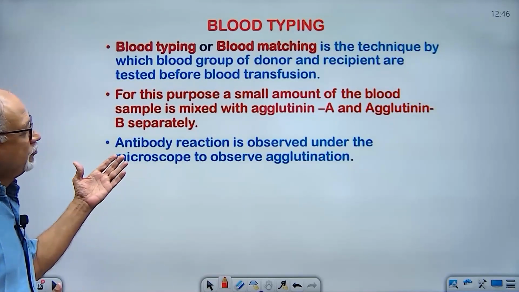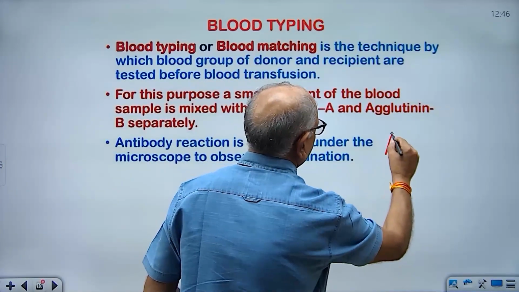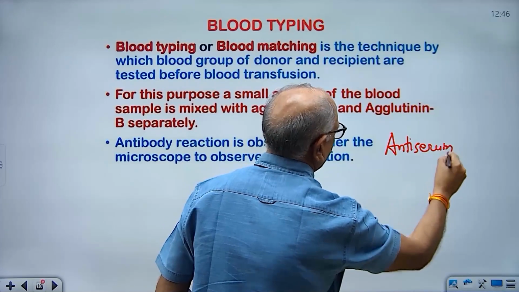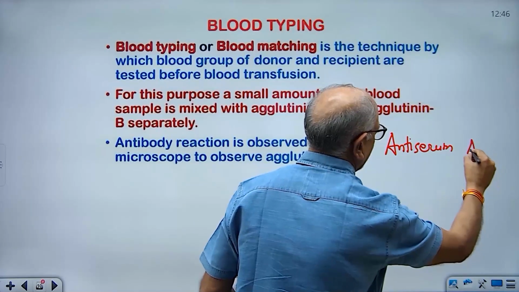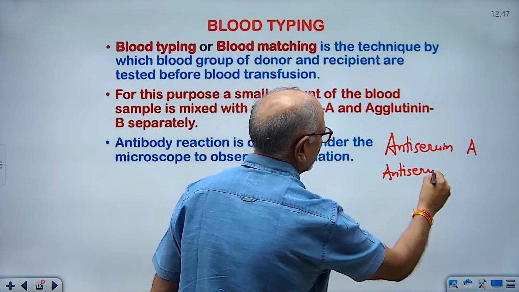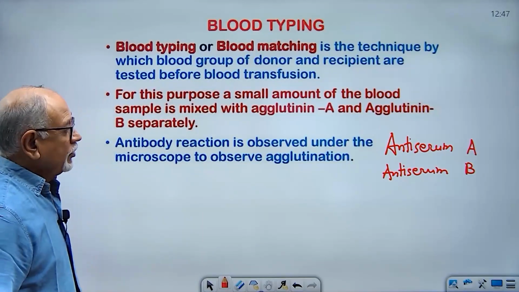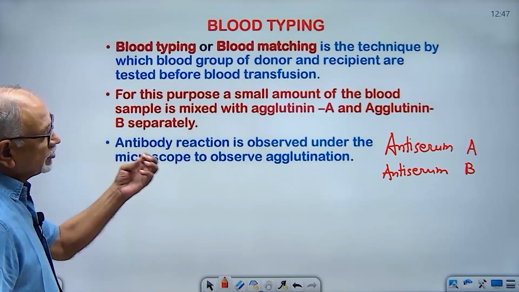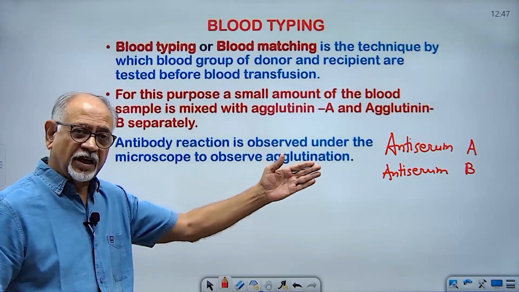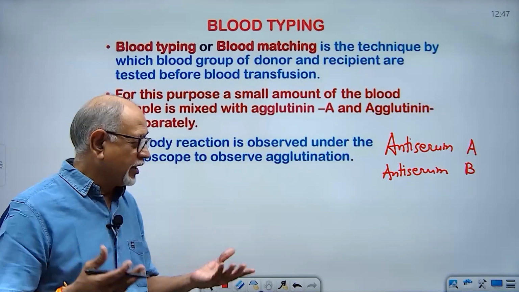So, what we do is we take antisera, singularly called antiserum A and antiserum B. What we are doing is that we mix a little amount of sample into this antisera A and antisera B and observe the agglutination under the microscope.